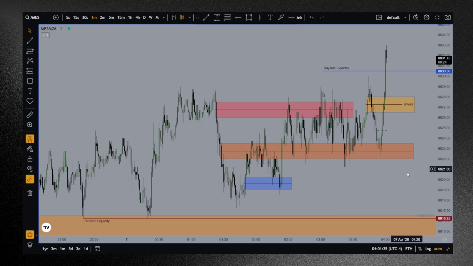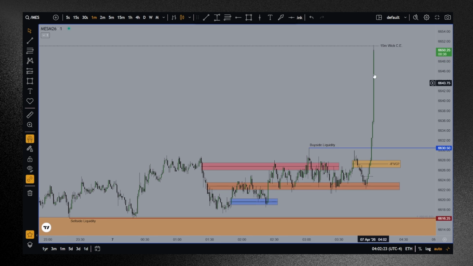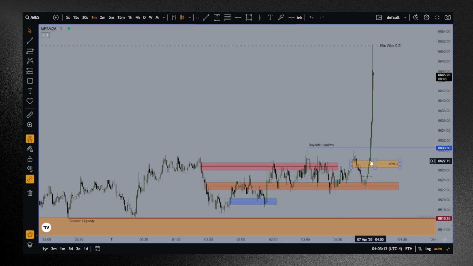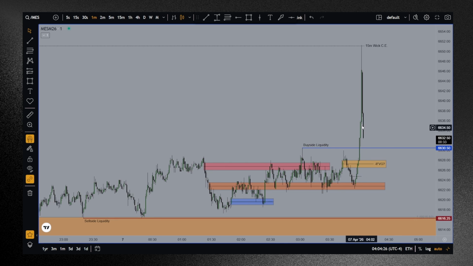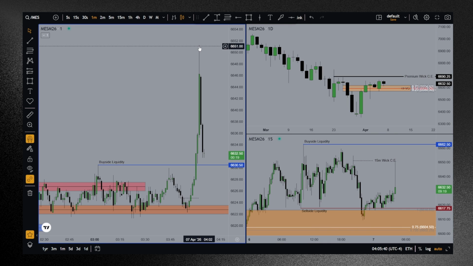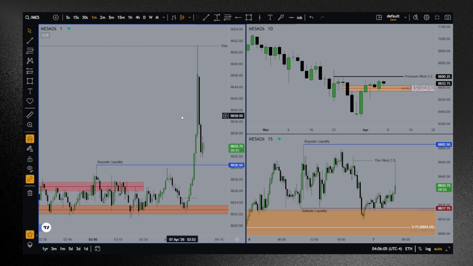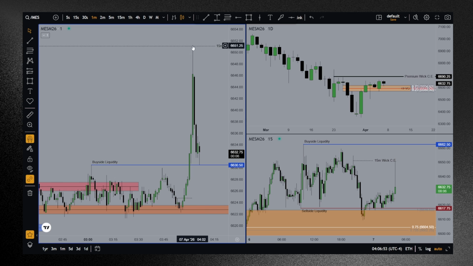but not only that, price expanded over 20 handles or so in 2 minutes, reaching a 15-minute wick consequent encroachment that I annotated earlier. So yeah, that was basically the moment in time where I was pretty much done for the London Open session.